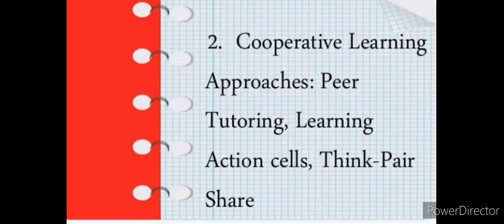So the next one is peer tutoring, an instructional strategy that uses students to provide academic assistance to struggling peers. So peer tutoring may use students from the same classroom or pair older students with younger struggling students.